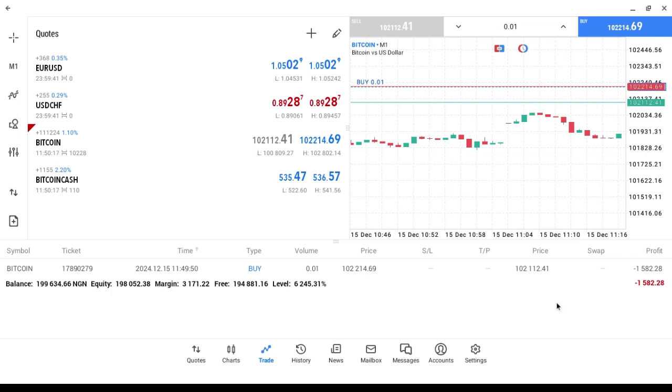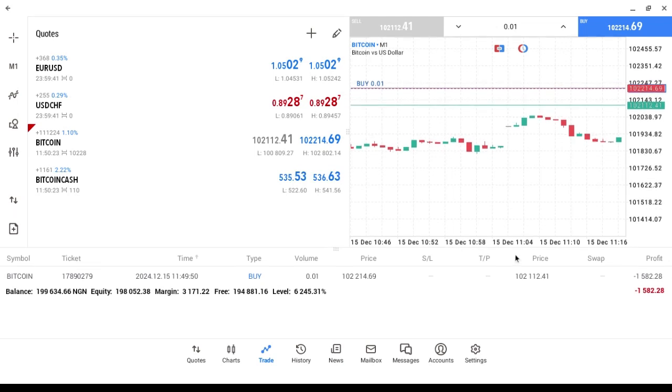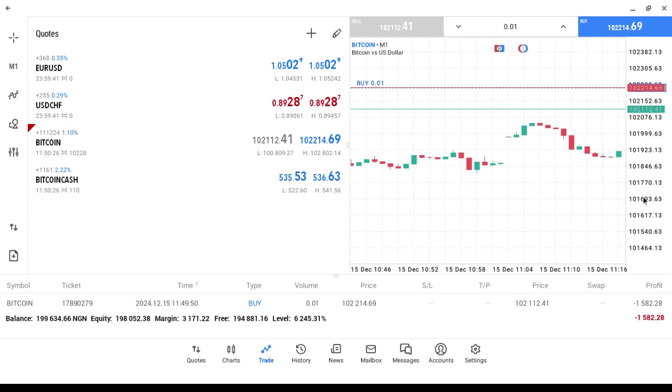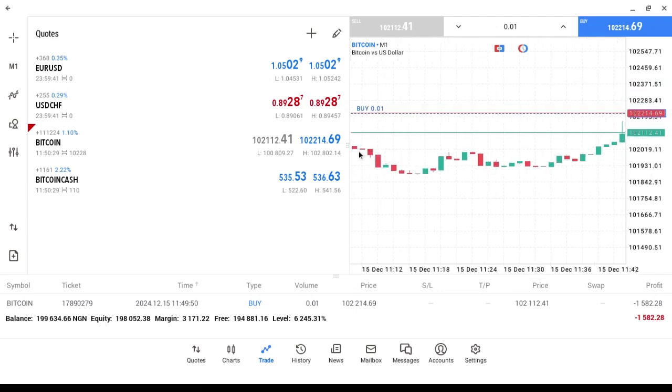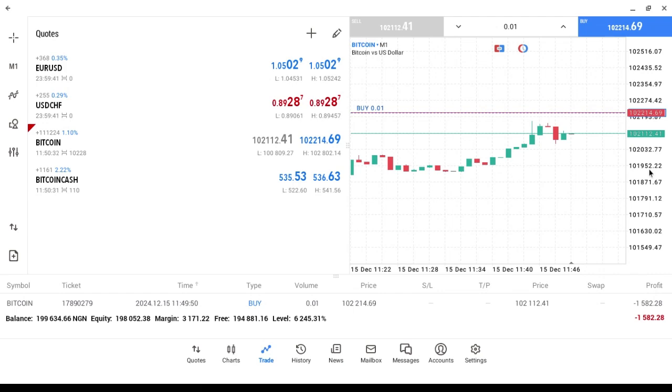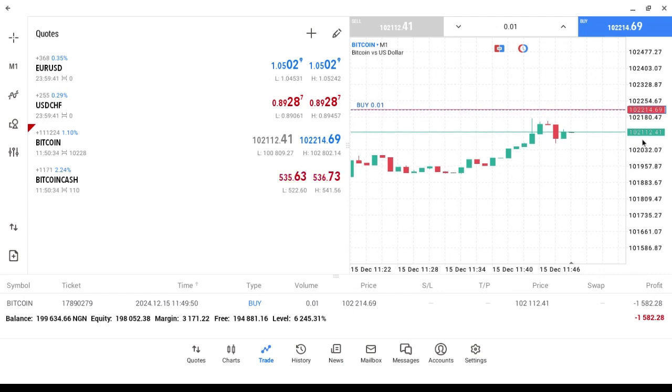Now, what is this spread? This spread is what your broker charges you, because of the funds it gives you. So it's going to charge you a spread. Some brokers charge commissions, while some charge spread. So whenever you want to choose a broker, always be aware of their spread.